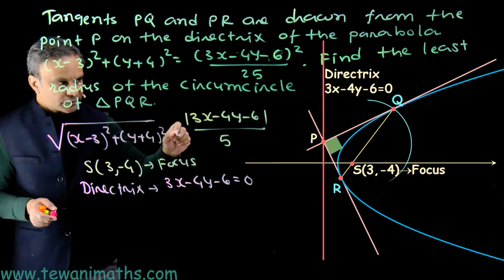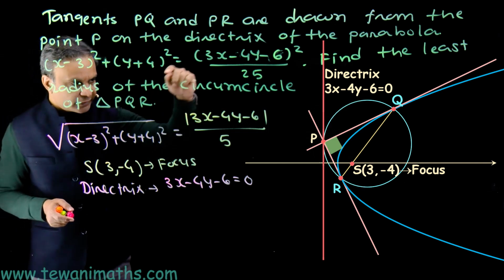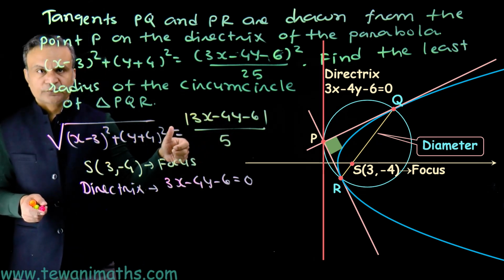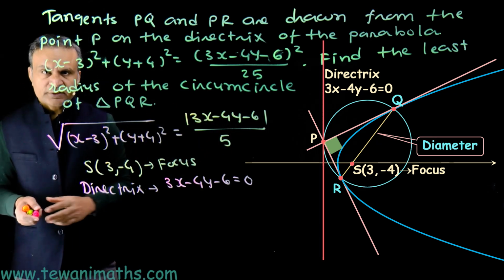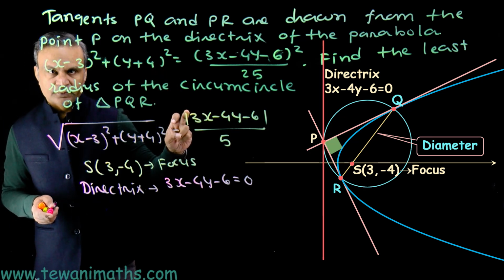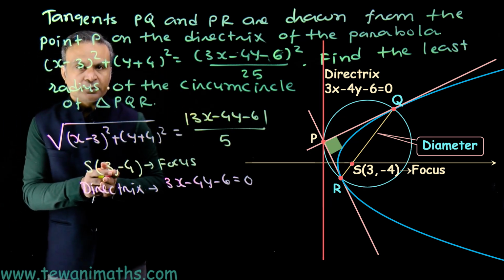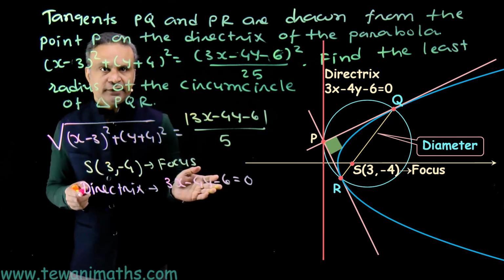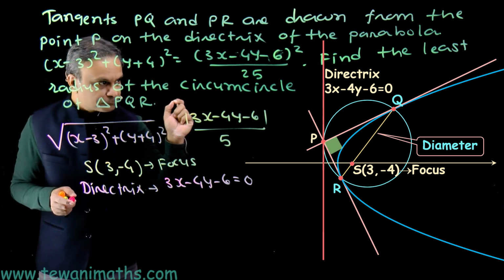So for the circumcircle of triangle PQR, QR will be the diameter, and QR is a focal chord. Tangents are drawn from a point on the directrix, so the chord of contact will be a focal chord.